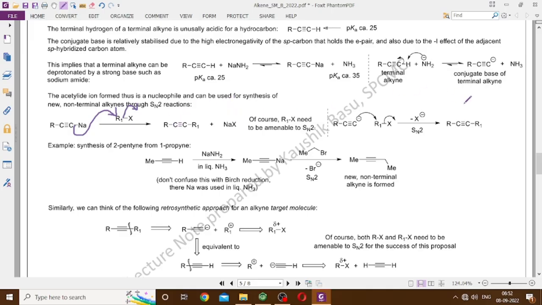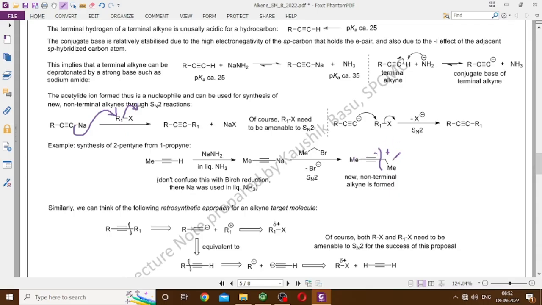An example is the synthesis of 2-pentyne from 1-propyne. So you have a molecule like that. You can think that I am trying to synthesize it by putting a negative charge here and a positive charge here. So those two are your synthons. So you have CH3CH2+ and CH3C≡C-.